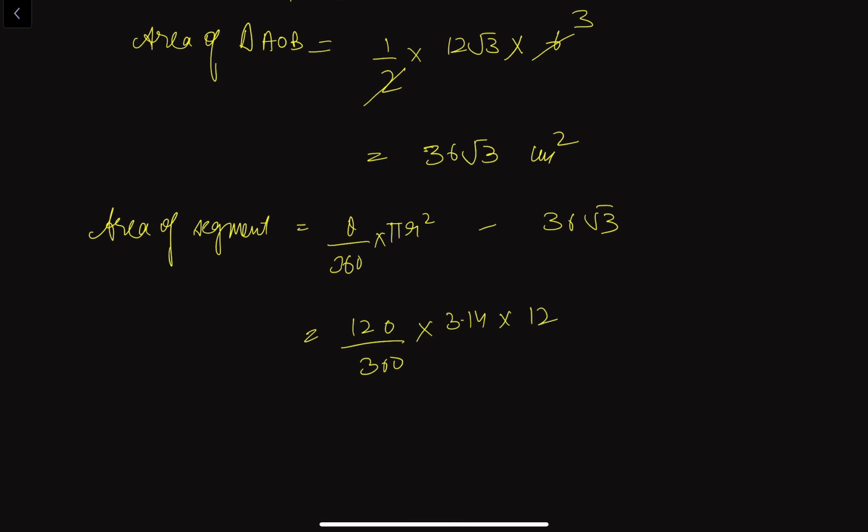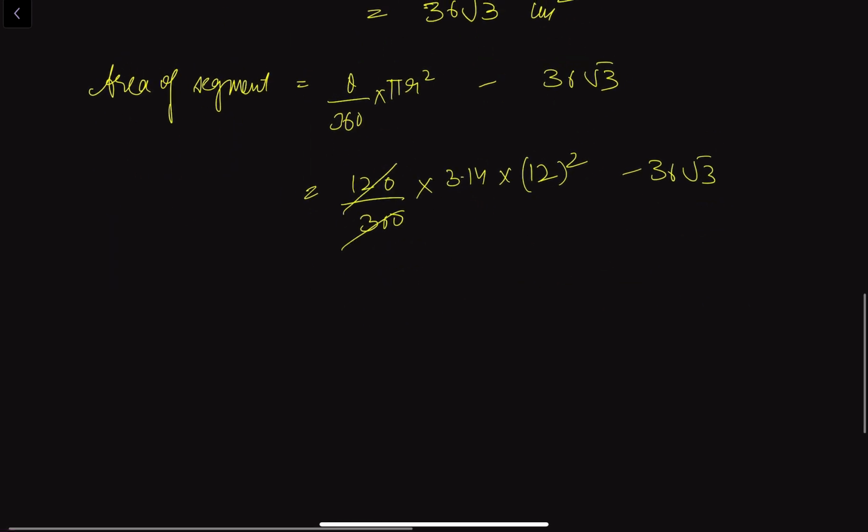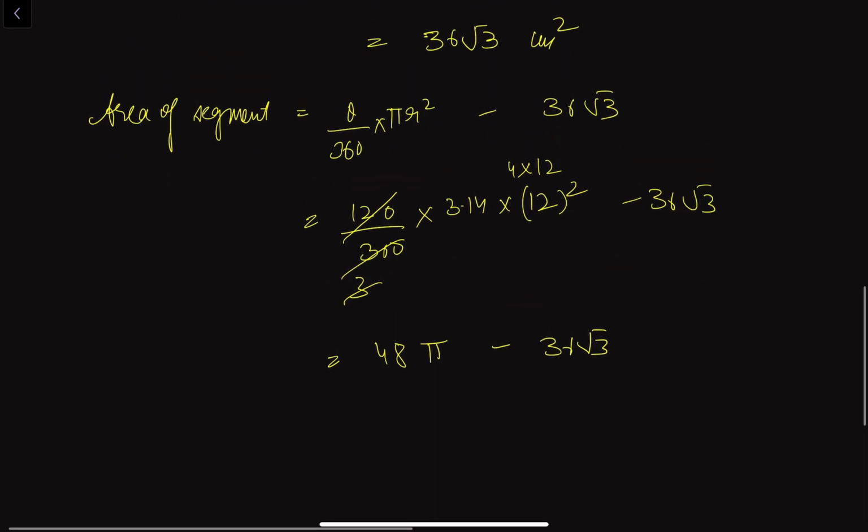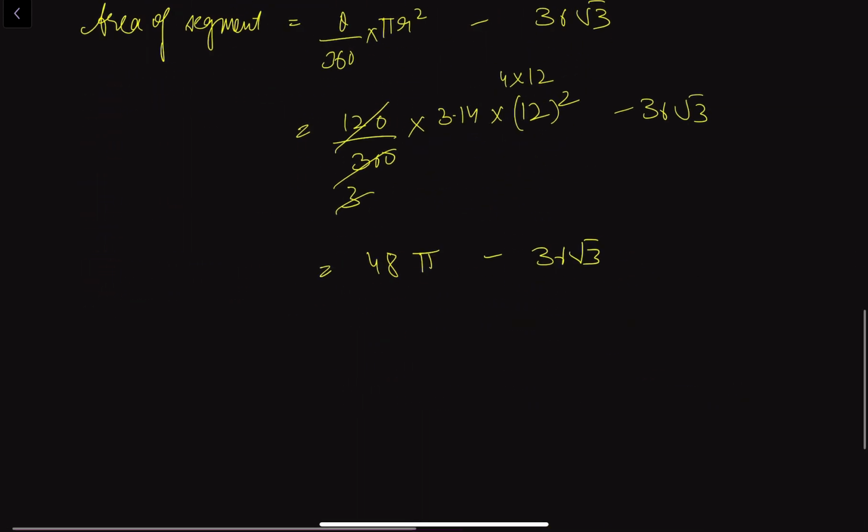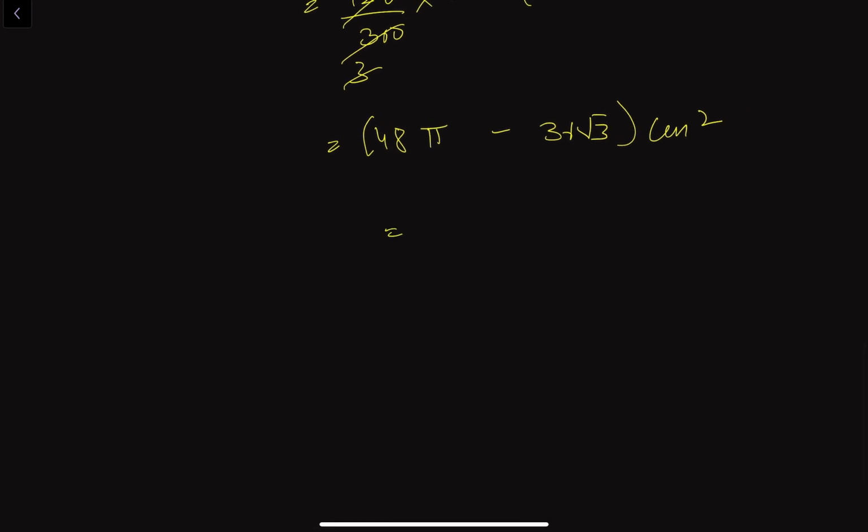The radius is given as 12. So this will be 3, and then 3 4s are 12, and 1 12 as it is. So we get 48π minus 36√3. I'll just leave it at this point. If you want, you can solve it till the very end, putting the value of pi and √3. In the question they have asked, so if you put it, you will get approximately 88.44 centimeters square. So if you solve it completely, you will get this value.